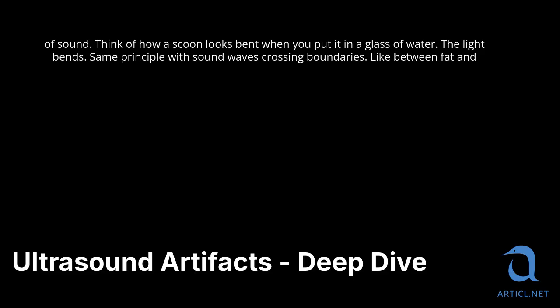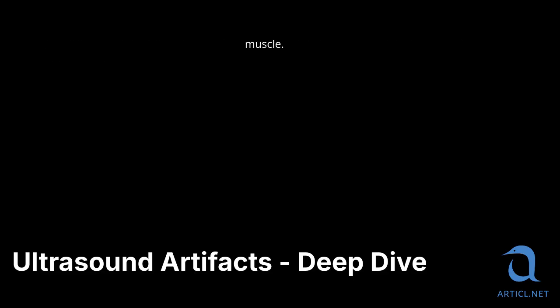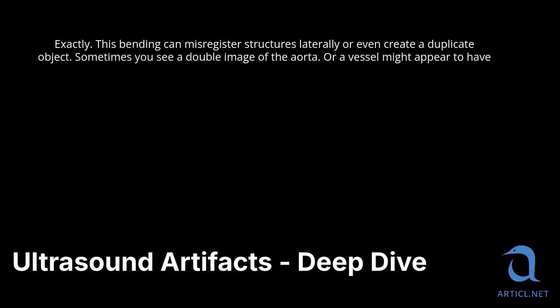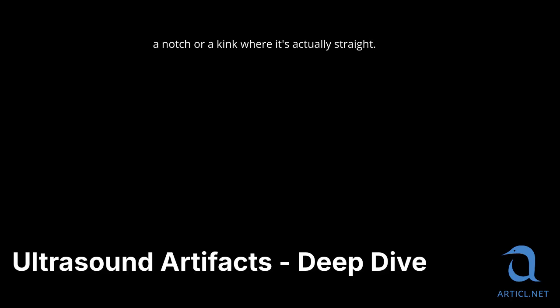Same principle with sound waves crossing boundaries, like between fat and muscle. Right, the classic bent spoon analogy. Exactly. This bending can misregister structures laterally, or even create a duplicate object. Sometimes you see a double image of the aorta, or a vessel might appear to have a notch or a kink where it's actually straight.